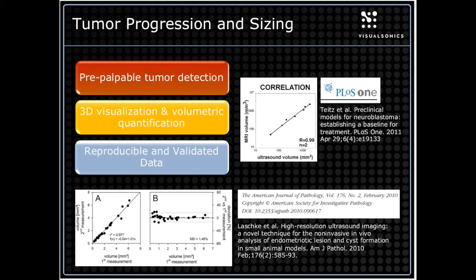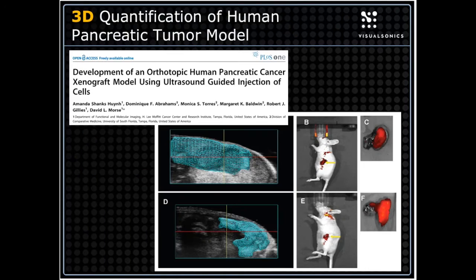whatever you do, whatever you measure should be reproducible. And in the publication from 2010, you can see that the mean deviation of multiple 3D measurements in that case is below 2%, so very high reproducibility on the ultrasound.